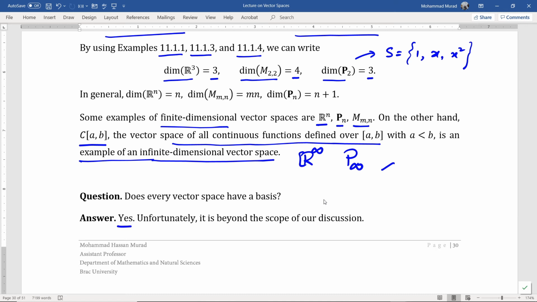Yes. Unfortunately, it is beyond the scope of our discussion.